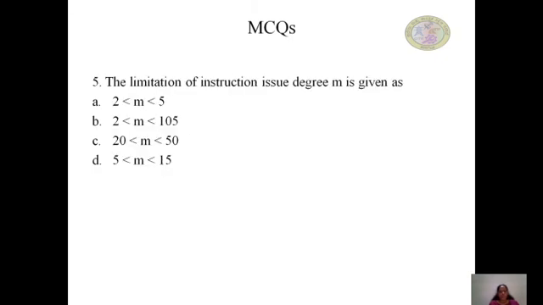The next question: the limitation of instruction issue degree M is given by option A, 2 to 5, option B, 2 to 105, option C, 20 to 50, and option D, 5 to 15. So the answer is A, that is 2 to 5, as I explained. In one clock cycle, a superscalar processor can execute multiple instructions, and a maximum of 5 instructions, so M ranges from 2 to 5.